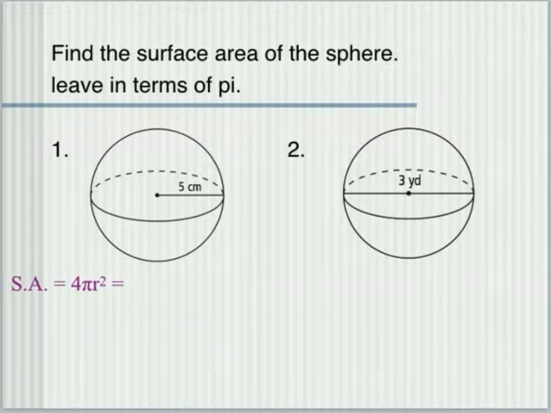So I would start by writing down your surface area formula for spheres, 4 pi r squared, and then look at your picture and find your radius, find your r halfway across the center of the sphere.